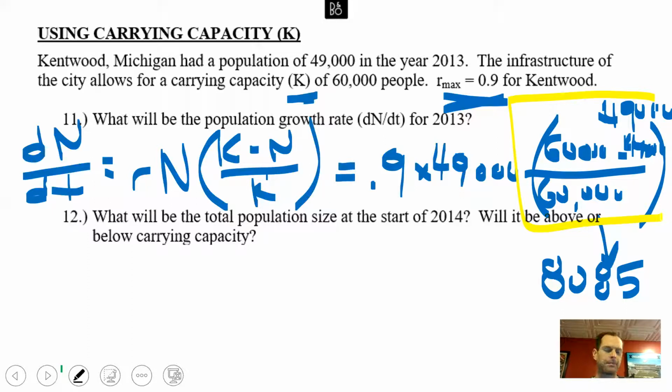So when you multiply that 0.183 times the 0.9 times the 49, you get 84. The next one says, what will be the total population size at the start of 2014?